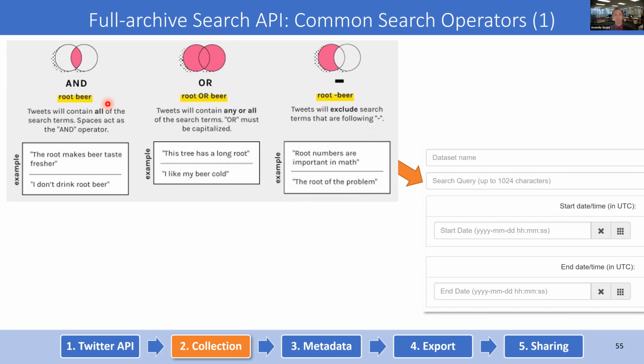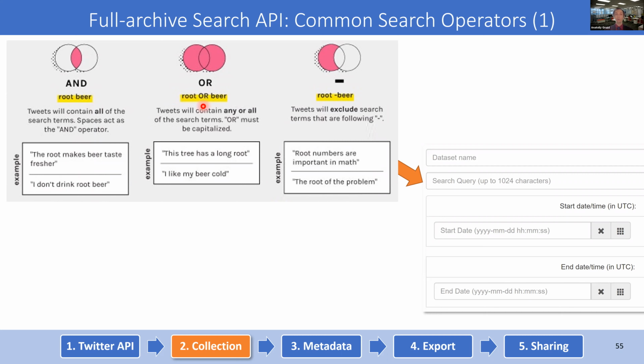Because you didn't include quotes around root beer, Twitter will not specifically look for root beer as a phrase. So it will match phrases like "the root makes beer taste fresher." This tweet includes both keywords, root and beer, but not necessarily as a phrase. The second example here, "I don't drink root beer." In this case, it is together as a phrase. But the point is, again, two keywords are joined, so you're only looking for tweets that include both of the keywords anywhere in the tweet.